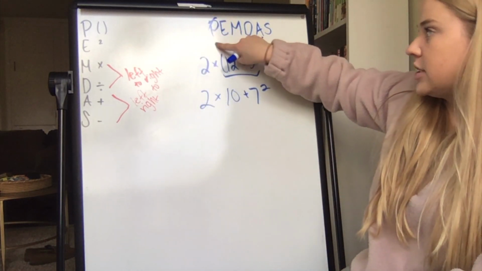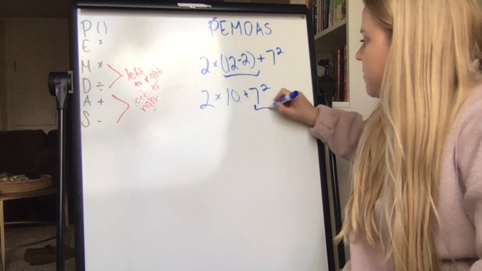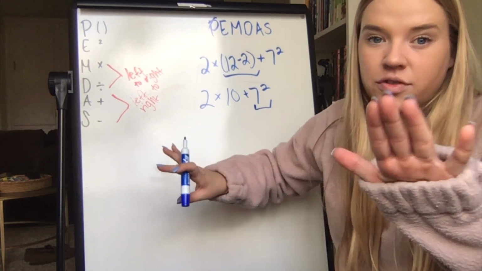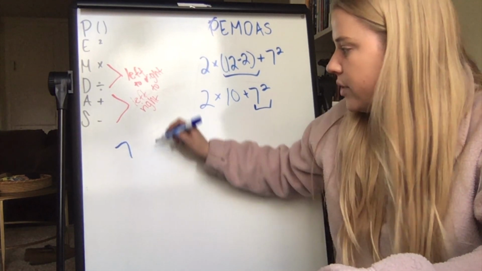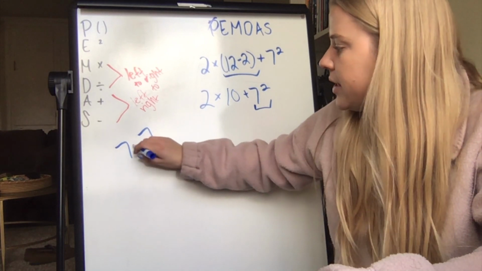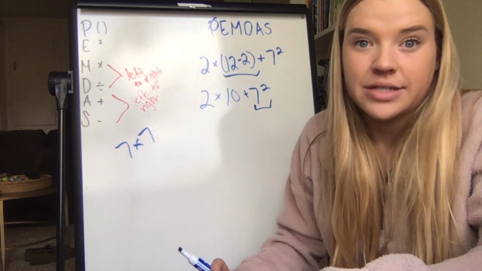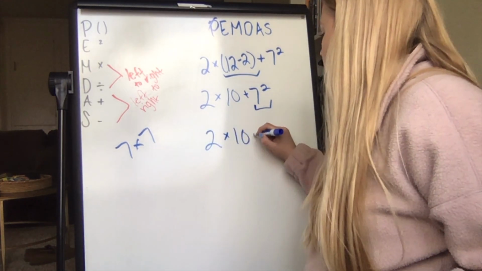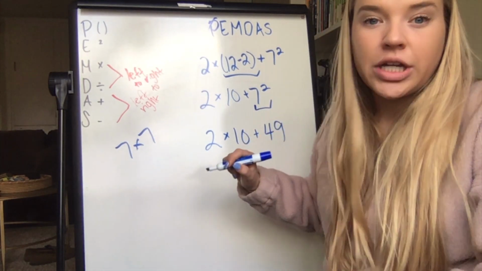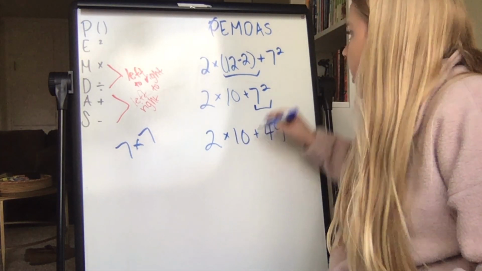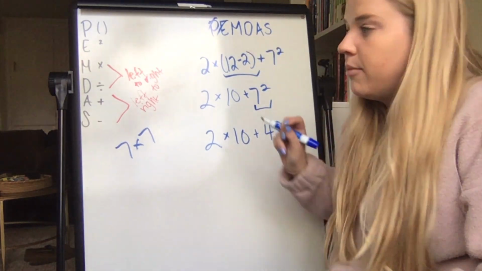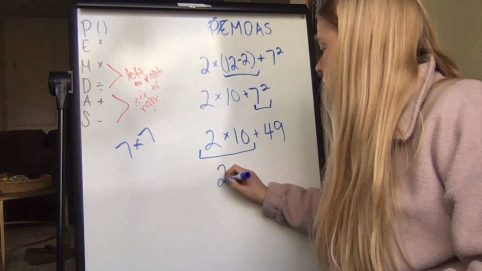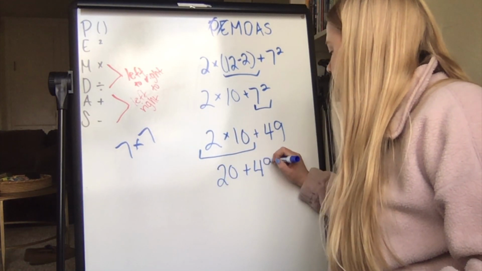So PEMDAS, first thing is parentheses, second thing is exponents, which means my exponents are going to come next, which would be 7 squared. So remember, I solve those over here. I like to solve those off to the side. My base is 7. It's written 2 times, and it's repeated multiplication. So 7 squared really means 7 times 7, which is 49. So now instead of writing 7 squared, I am going to change that to 49. Now I have multiplication and I have addition. Multiplication and division come next, so I'm going to solve 2 times 10, which is 20 plus 49.